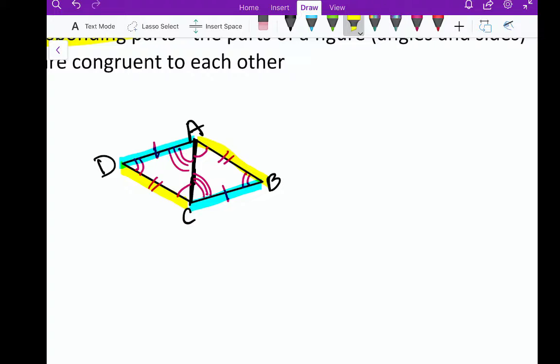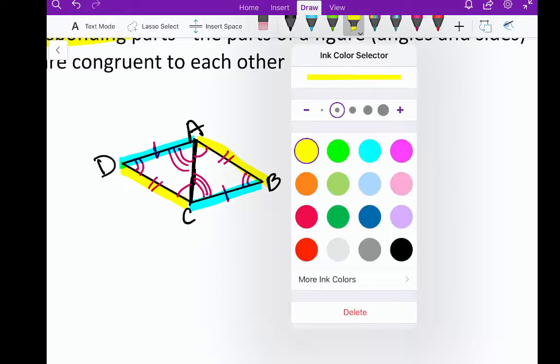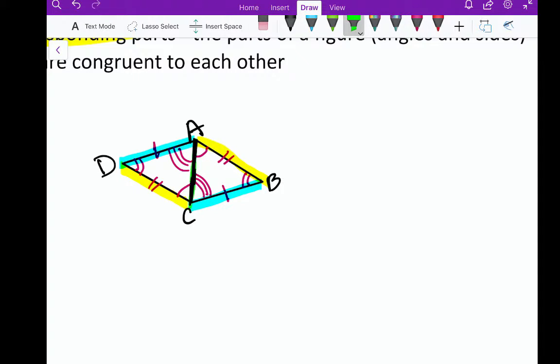And then if you notice, AC is part of both triangles. So that's the reflexive property. AC is congruent to itself. So let's see if we can figure out what order this goes in. Now, if we figure out the angles and which ones go with what, we may be able to figure this out a little bit easier.